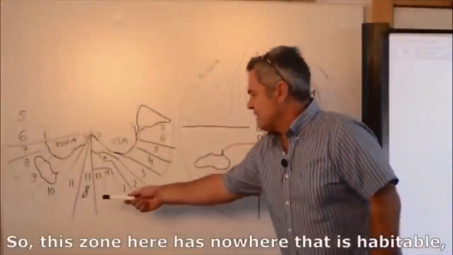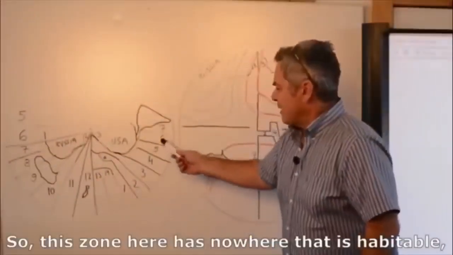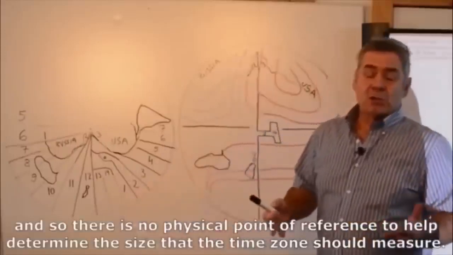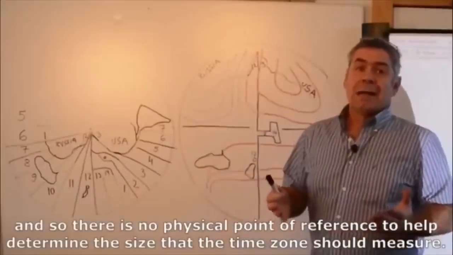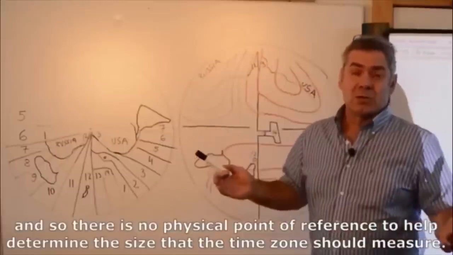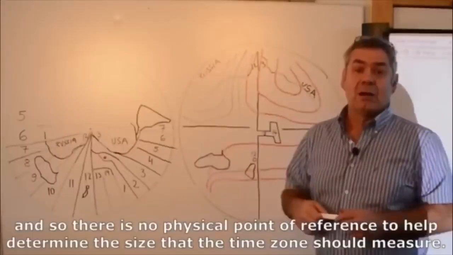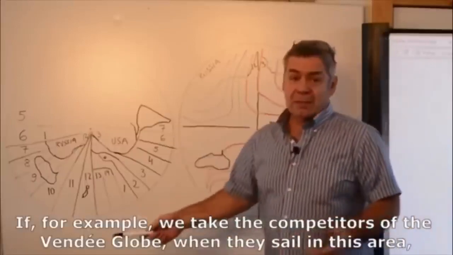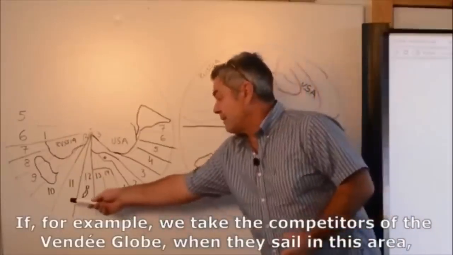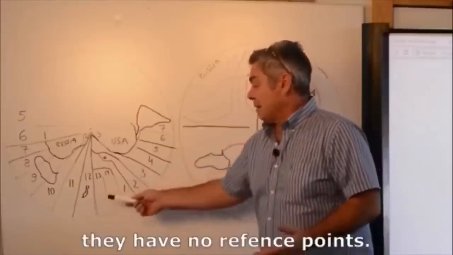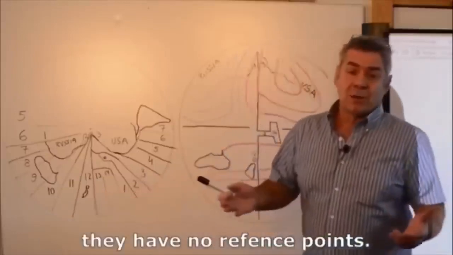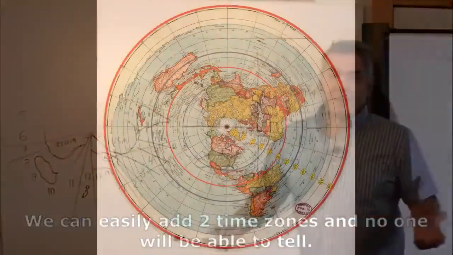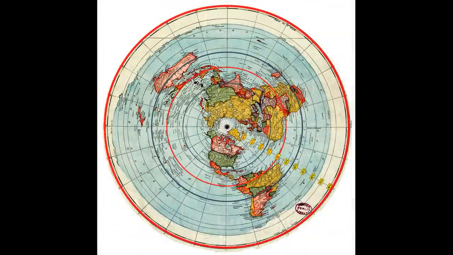So this zone here has nowhere that is habitable, and so there is no physical point of reference to help determine the size the time zone should measure. If, for example, we take the competitors of the Vendée Globe boat race, when they sail in this area, they have no reference points. They can easily add 2 time zones and nobody will be able to tell.